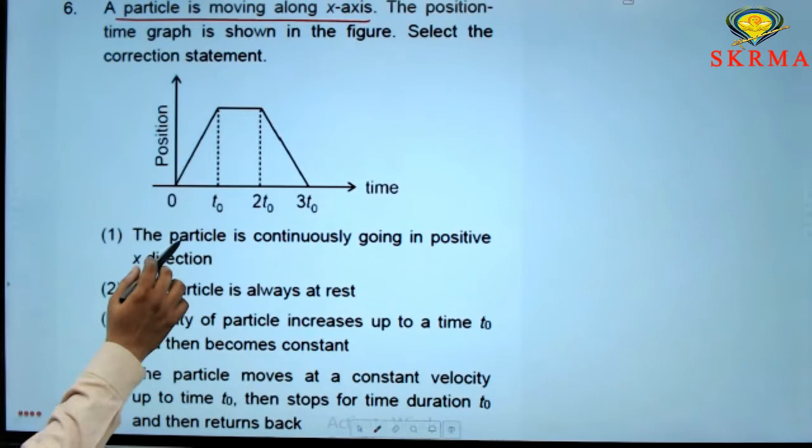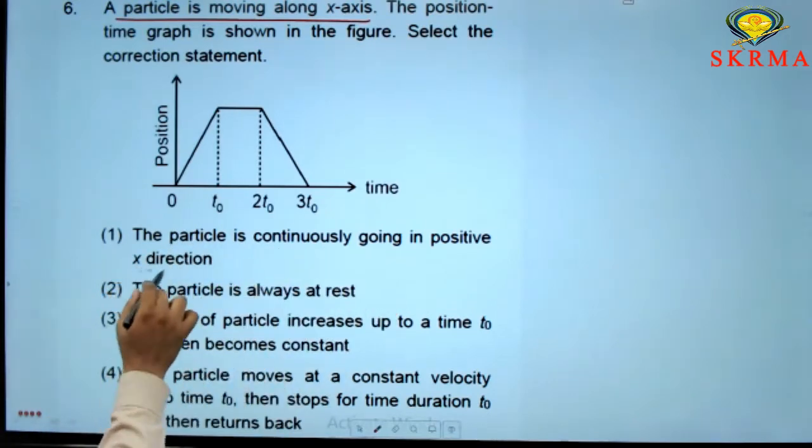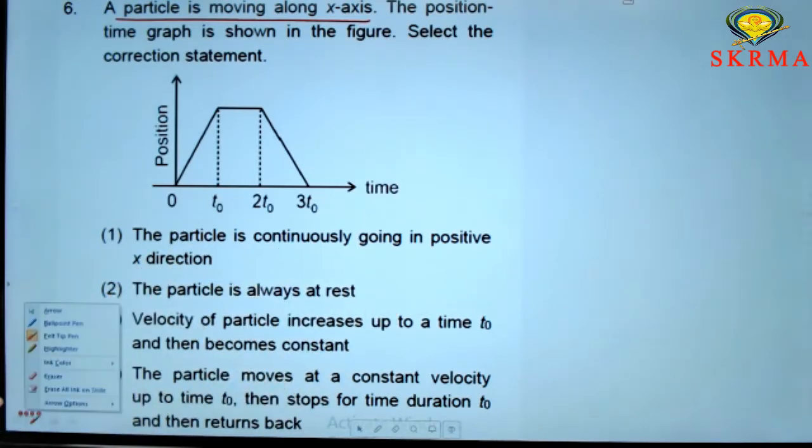So the particle is continuously going in the positive x direction. Next, the particle is always at rest. So this is the wrong option.